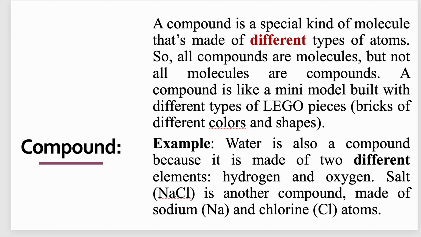A compound is like a mini model built with different types of Lego pieces, bricks of different colors and shapes. Water is also a compound because it is made up of two different elements, hydrogen and oxygen. Salt, NaCl, is another compound made of sodium and chlorine atoms.